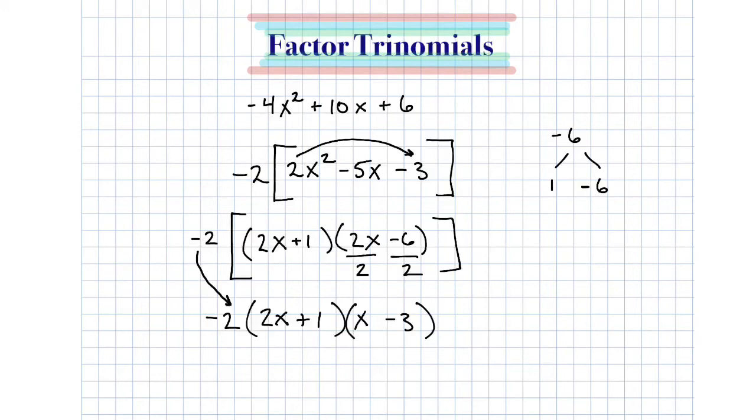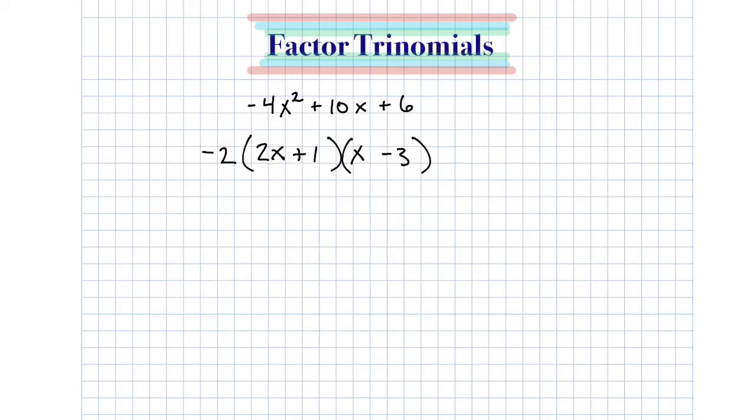Let's go ahead and multiply this back out, expand it, and see if we can come up with the same trinomial that we started with. Okay, let's drop this negative 2 into one of these here. So negative 2 times 2x gives us negative 4x. Negative 2 times 1 gives us negative 2. Then we have the x minus 3.